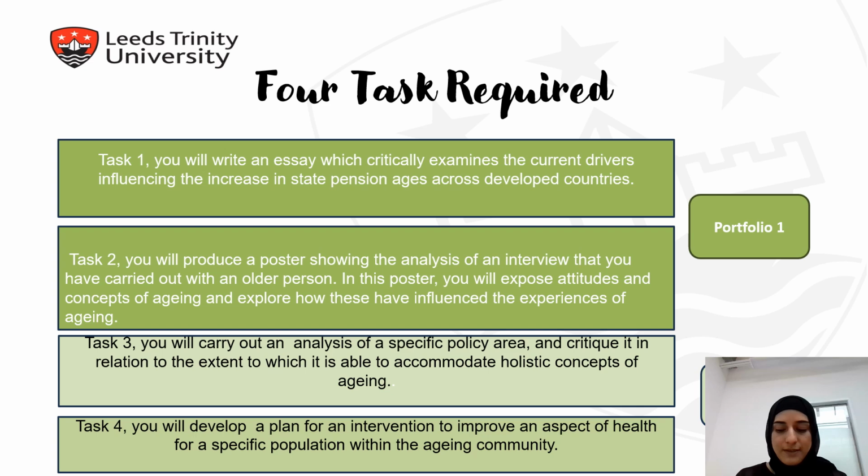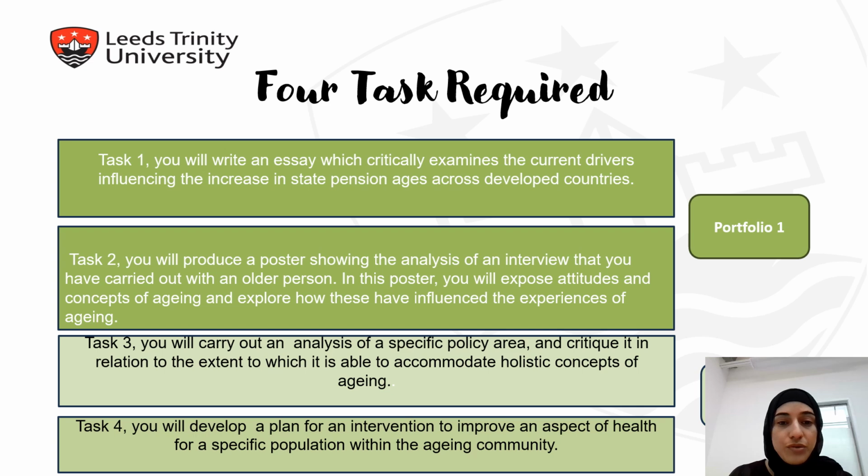Now your task number 3 and 4 will comprise your second assignment, that is portfolio number 2. So you might have a question: what do you have to do in task number 3? In task number 3 you need to evaluate any policy related to health and social care for older people. Your evaluation should focus on three different aspects.